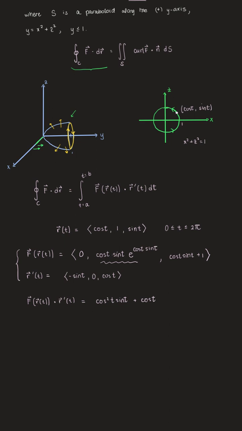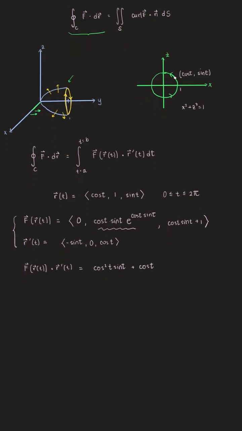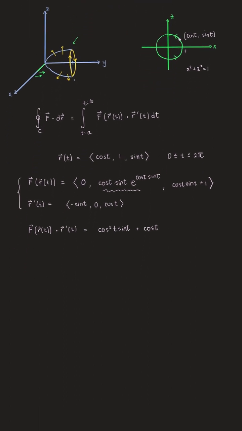Okay, now we can set up our line integral. We know that we're integrating from t equals 0 to t equals 2 pi. We have found the dot product of our vector field and r prime, and that's going to give us cosine squared t sine t plus cosine of t dt. So let's go ahead and integrate this.